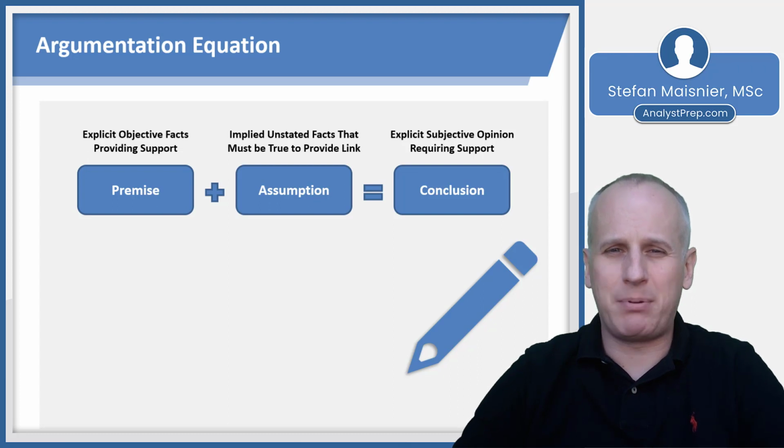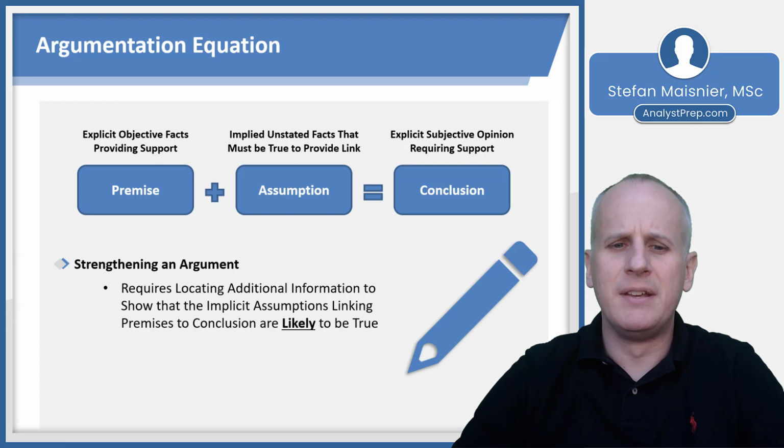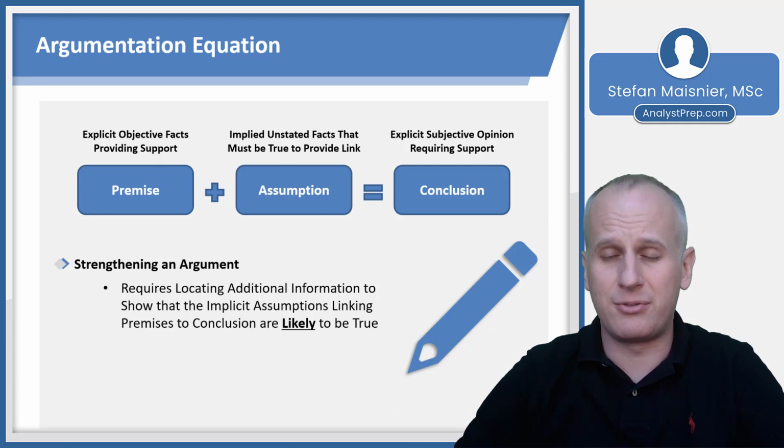So how does this play in specifically with strengthen tasks? Well, if you're trying to strengthen an argument, you need to locate additional information to show that the implicit assumption or assumptions linking the premises to the conclusion are in fact likely to be true. So you're saying these assumptions are actually relatively strong.